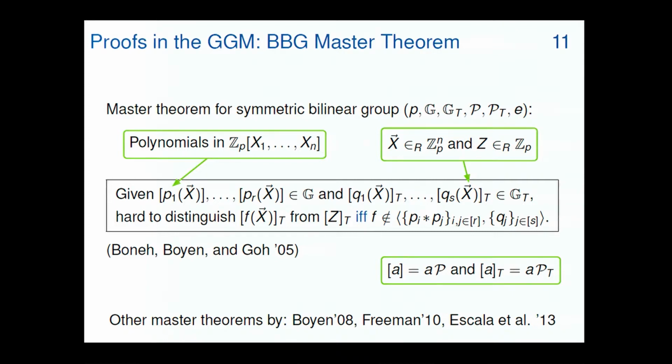There have also been generalizations of the master theorem, so I just want to focus on this one, which was presented last year at Crypto. This is the master theorem for matrix assumptions, but it also takes into account multilinear maps.